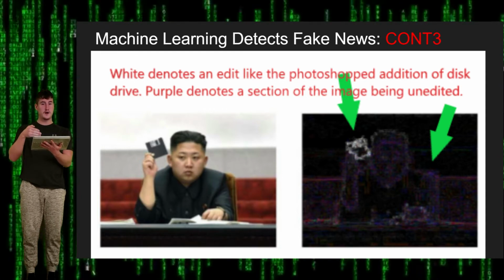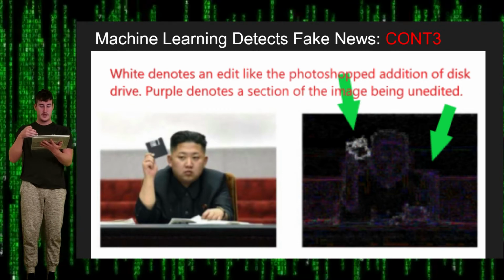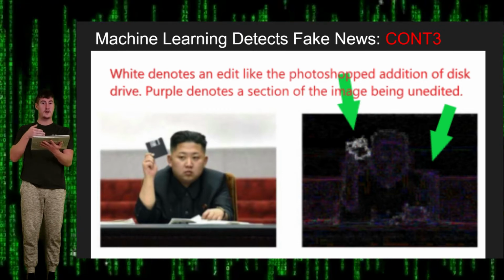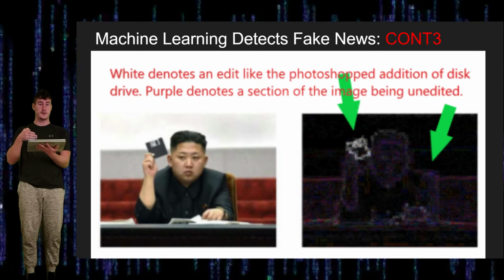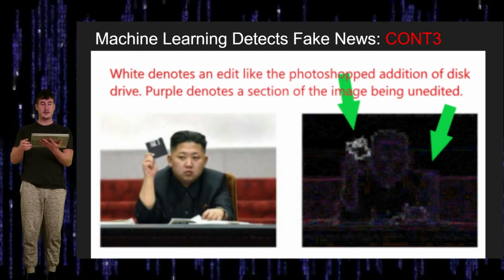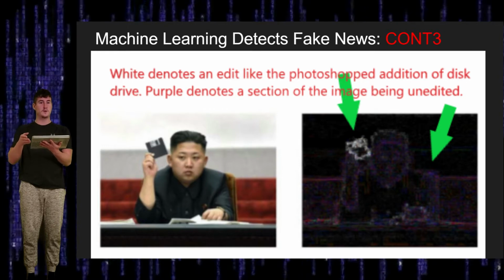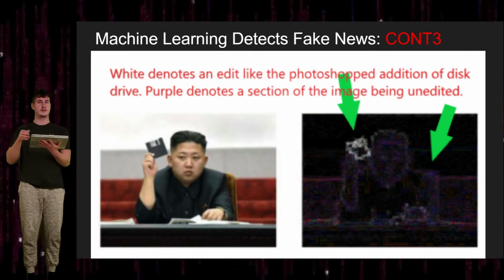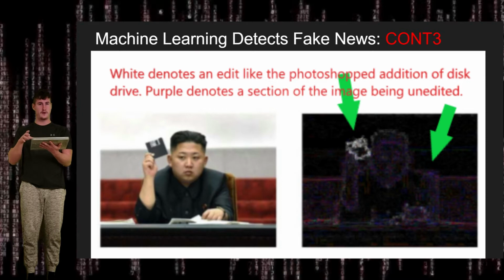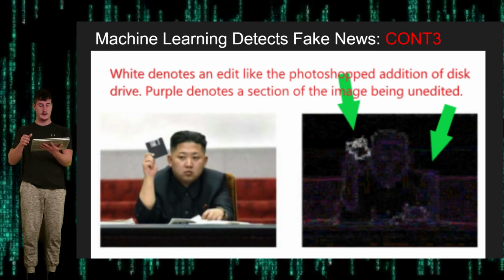And using the machine learning algorithm, we can check what part of it has been edited or if it's been edited at all. If you look at the image on the right, his body and his surroundings are purple, which means that the machine learning algorithm has denoted that section of the photo as being untouched and not edited.